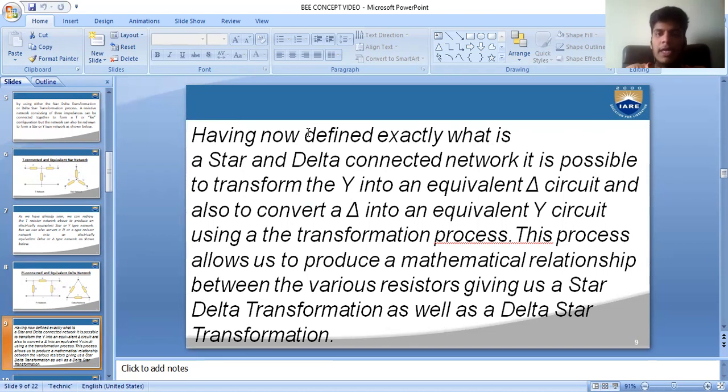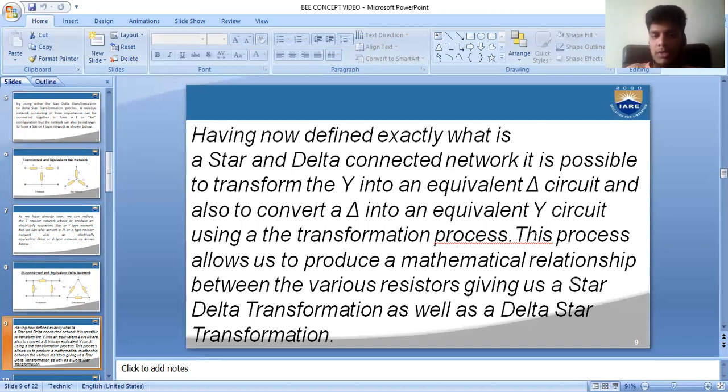Having now defined exactly what is a star and delta connected network, it is possible to transform the Y network into an equivalent delta circuit, and also to convert a delta into an equivalent Y circuit. Here equivalent means the values of the delta are the same as in the Y circuit. That's why equivalent is mentioned here. A Y network is converted into an equivalent delta circuit, and a delta network into an equivalent Y circuit using the transformation process.